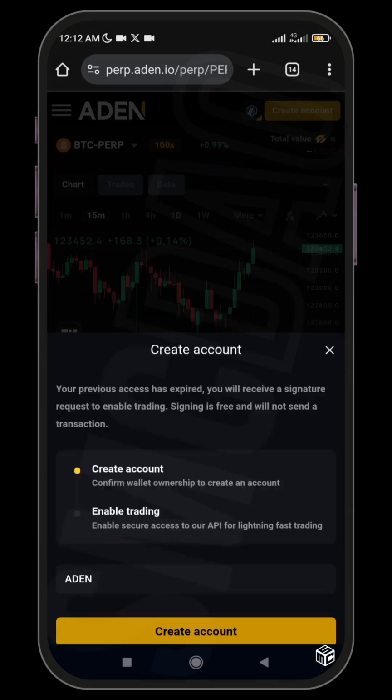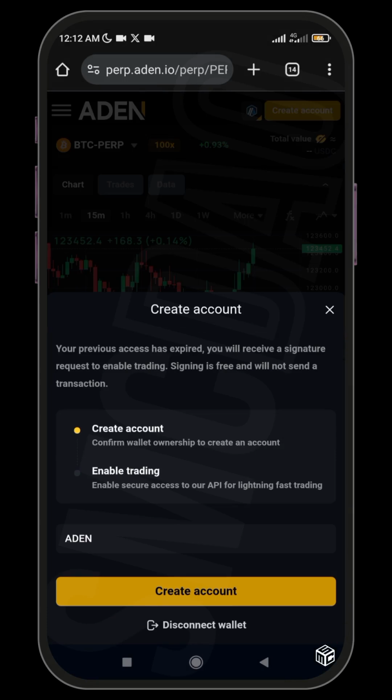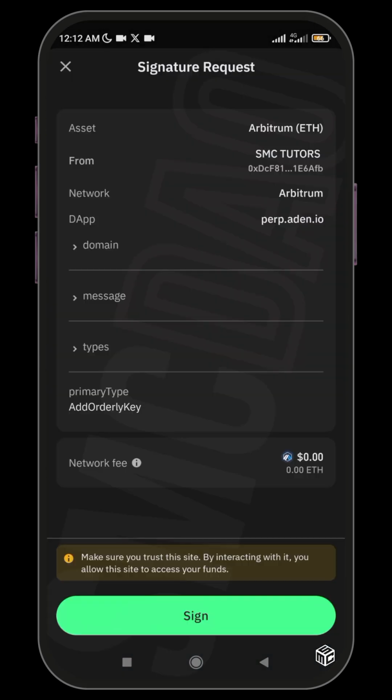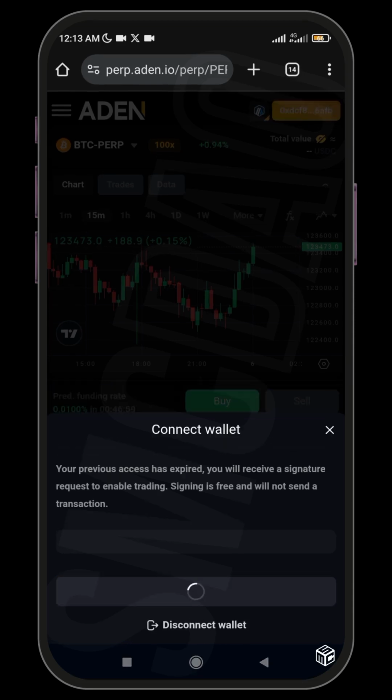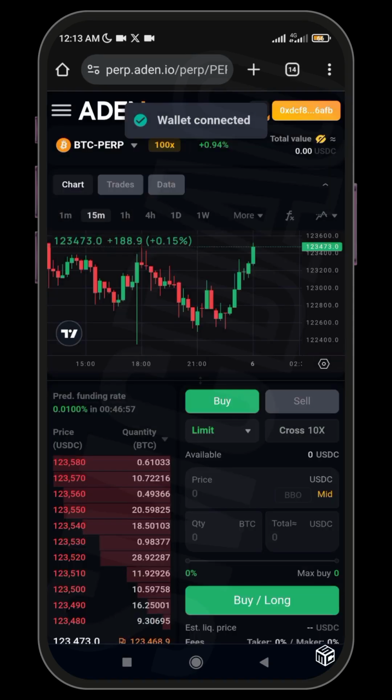So we have successfully connected our wallets. The next thing to do is to create an account. Just click on Create Account. Just sign. So we have successfully created our account. The next thing to do is to fund your wallet.